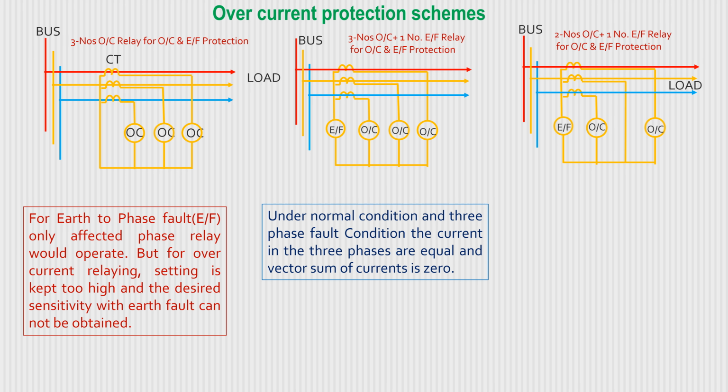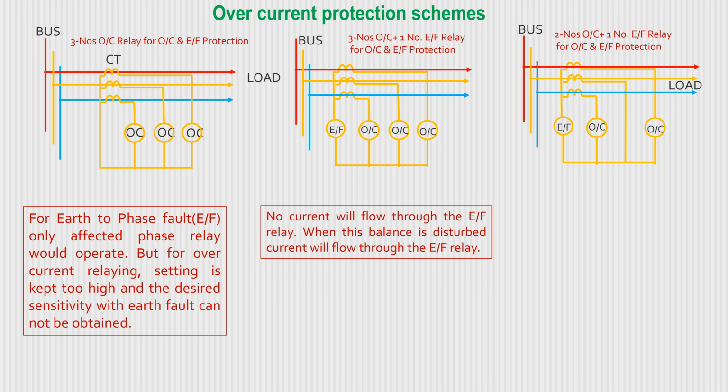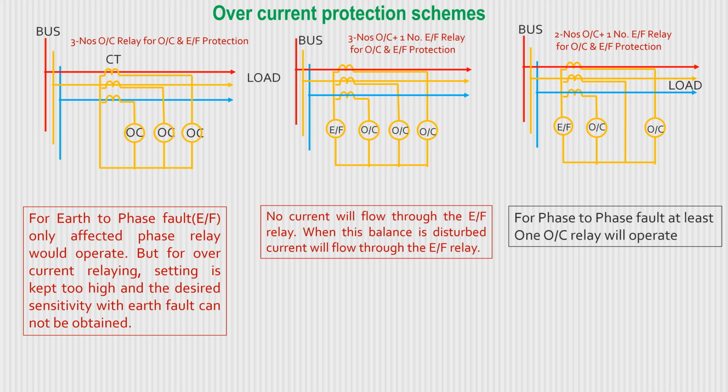Under normal condition and three-phase fault condition, the currents in the three phases are equal and the vector sum of all currents is 0. No current will flow through the earth fault relay. When this balance is disturbed, current will flow through the earth fault relay. For phase-to-phase fault, at least one overcurrent relay will operate. For earth fault at any phase, the earth fault relay will operate.